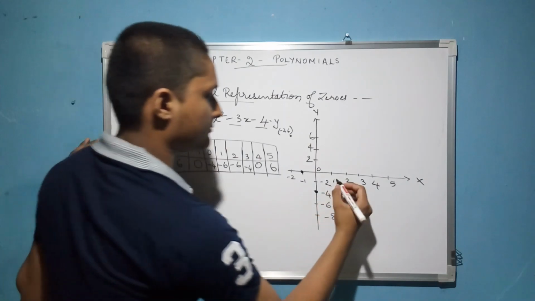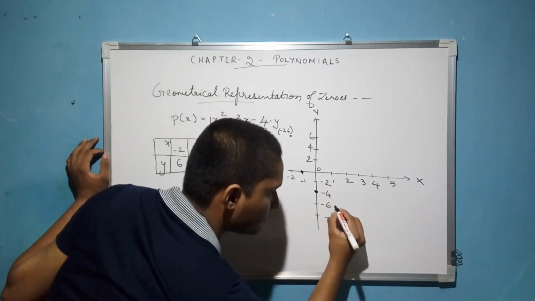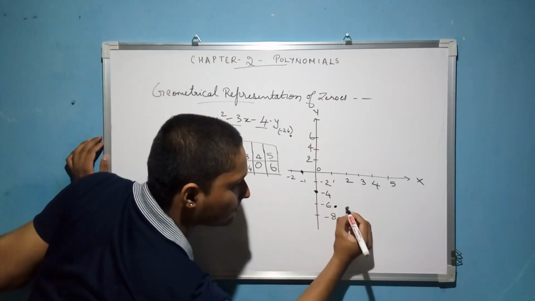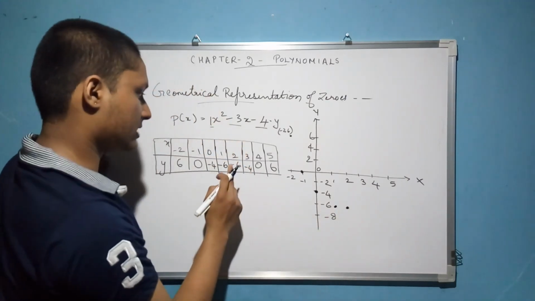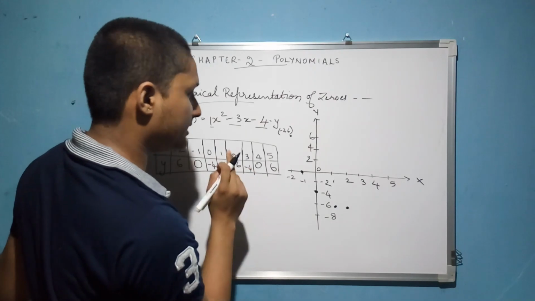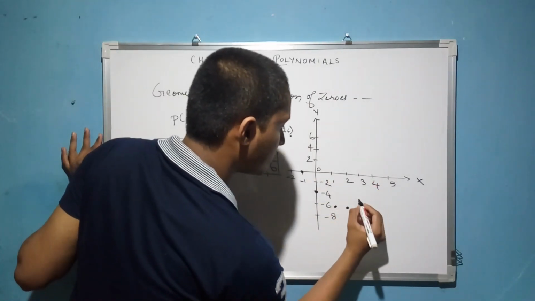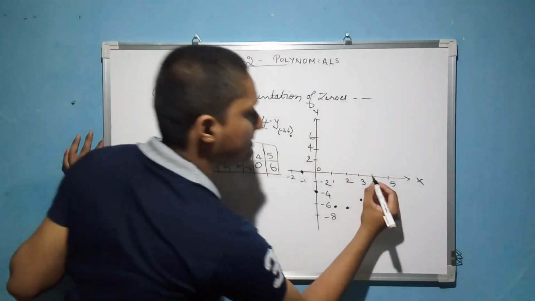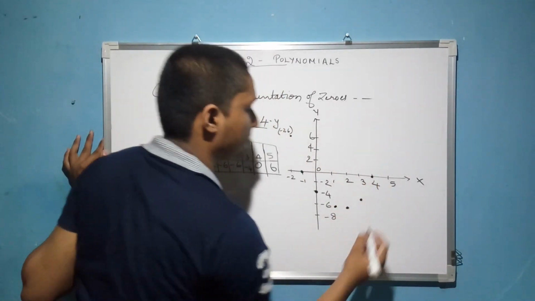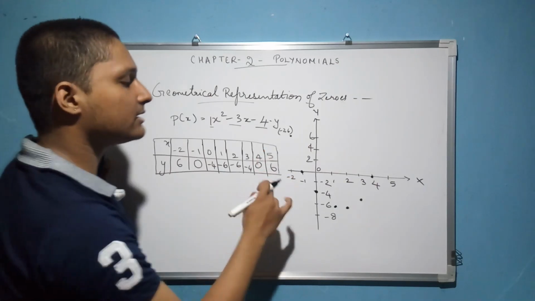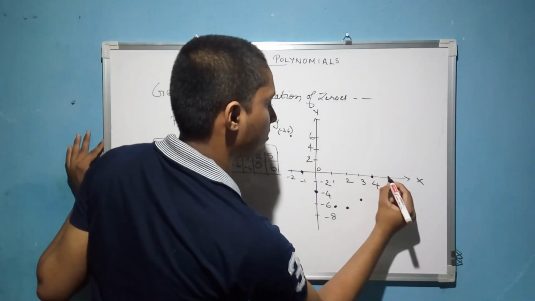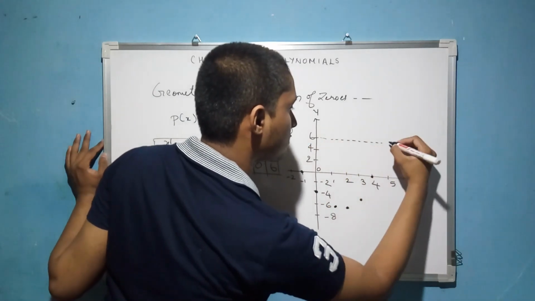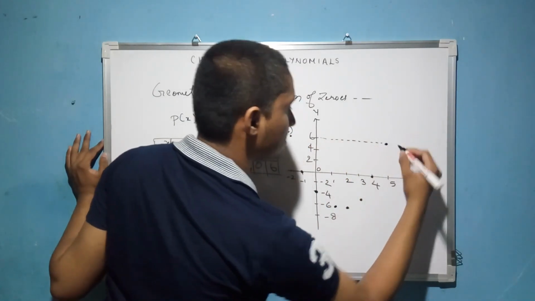1, -6. Then 2, -6 again. Next you have 3 and -4. Then you have 4 and 0. Then 5 and 6 steps upward. This is 5, 6.